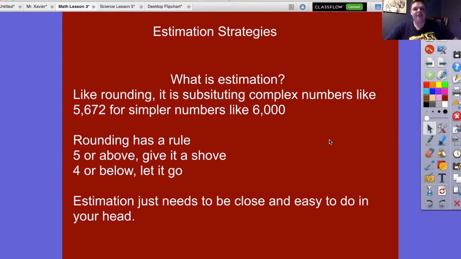Estimation, though, the difference is it doesn't really have a rule. You just have to be close to the number, and you got to pick out some numbers that are going to be easy to use. They need to be numbers that you can plug into your head really, really easily. So you can round. Rounding is an estimation strategy, and if that is the strategy you use, fantastic. It'll give you good practice rounding. But the strategies I'm going to give you here are actually going to be a little bit easier than rounding, and they might help you on the homework that you will get.